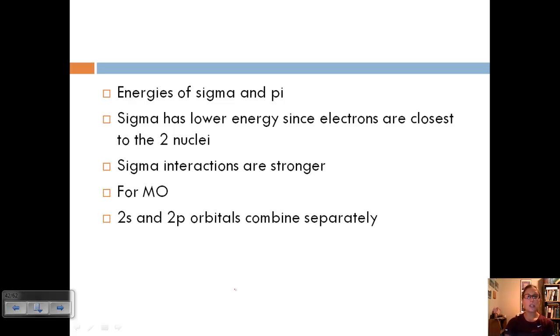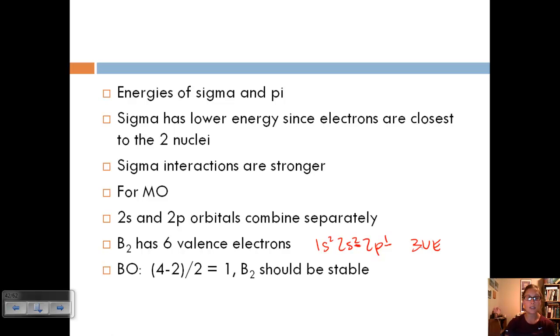For the molecular orbitals, 2s and 2p orbitals will combine separately. Each boron contributes 3 valence electrons, since each electron configuration was 1s2, 2s2, 2p1. So we've got 2 plus 1, 3 valence electrons from each boron, and that's 6 total. In the molecular orbital model, we put 2 into the bonding sigma, 2 into the anti-bonding sigma, and then 2 into the bonding pi. So we've got 4 bonding electrons and 2 anti-bonding electrons, over 2, which is 1, and that means B2 is going to be a stable molecule.